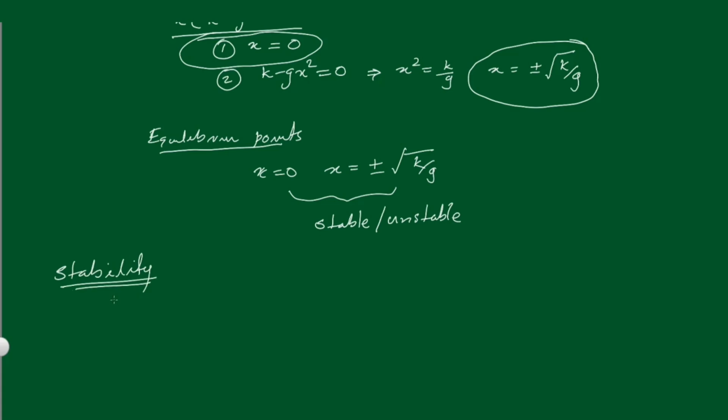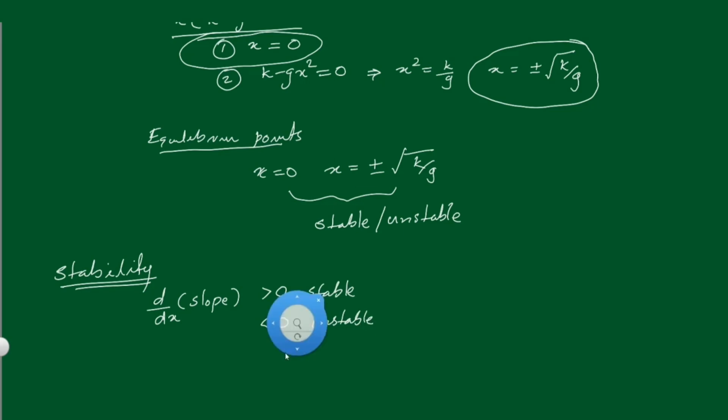So what is the condition for stable and unstable equilibrium point? That is the change in slope, d by dx of slope. If this is positive, greater than 0, then it will be a stable equilibrium point, and if it is less than 0, then it is an unstable equilibrium point.